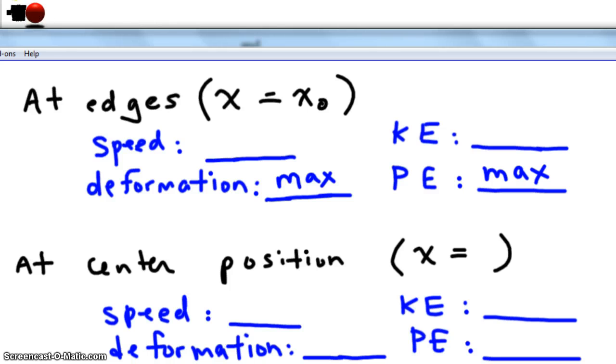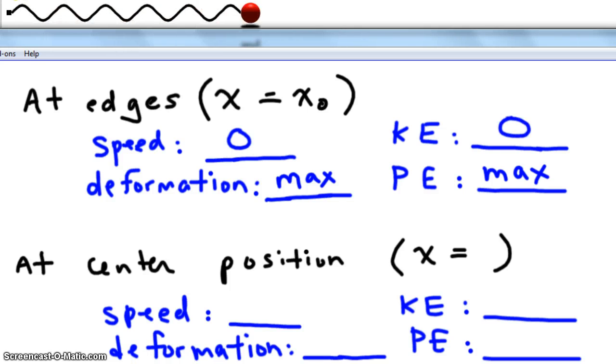What about the speed at the edges? At the edges, we turn around. The thing is actually switching from moving left to moving right, or it's switching from moving right to moving left. And so for a brief moment, in order to turn around, it has to stop, which makes the speed 0. If the speed is 0, then the kinetic energy, which is 1/2 mass times speed squared, is also 0.